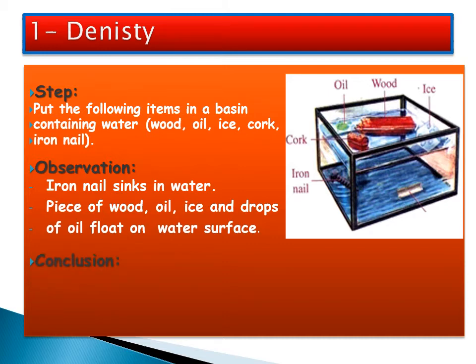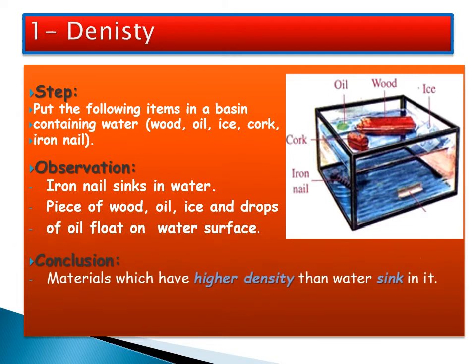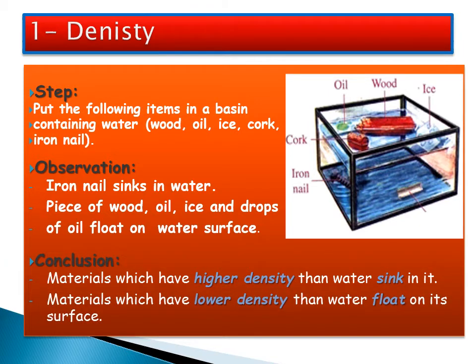water. So we can conclude that materials which have higher density than water sink in it, but materials which have lower density than water float on its surface. So now density can be used to differentiate between materials. Some materials have low density, so they float on the water surface, and others have high density, so they sink in the water.